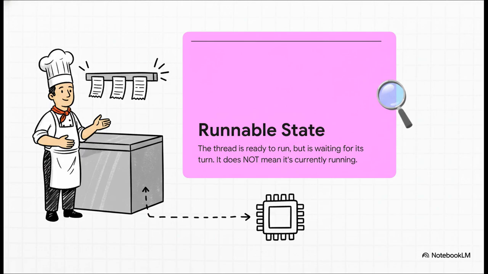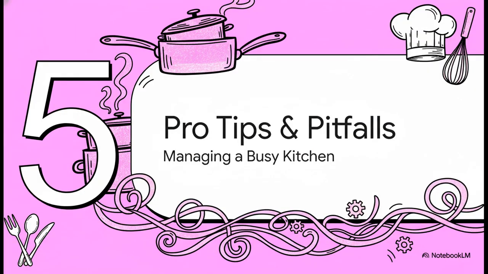Now, here's a huge point of confusion, another big gotcha. The runnable state does not mean the thread is actively running. It's a bit of a tricky name. All it means is that the thread is ready to run and is just waiting for the CPU to give it a turn. Think of it like this. The cook is standing at the counter, order ticket in hand, totally ready to go. They're just not actively cooking. Yet.